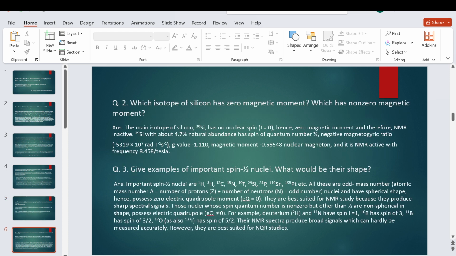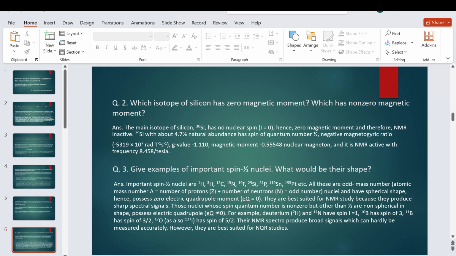Now I read the second question. Which isotope of silicon has zero magnetic moment? Which has non-zero magnetic moment? In fact, silicon-30, the most common isotope, has no spin, hence NMR inactive. But silicon-29 has a spin of half, therefore it is NMR active, and NMR spectra of silicon compounds have been studied using this isotope.